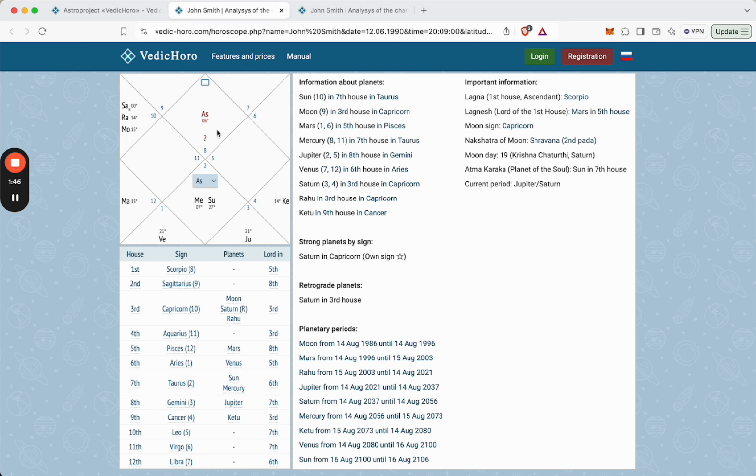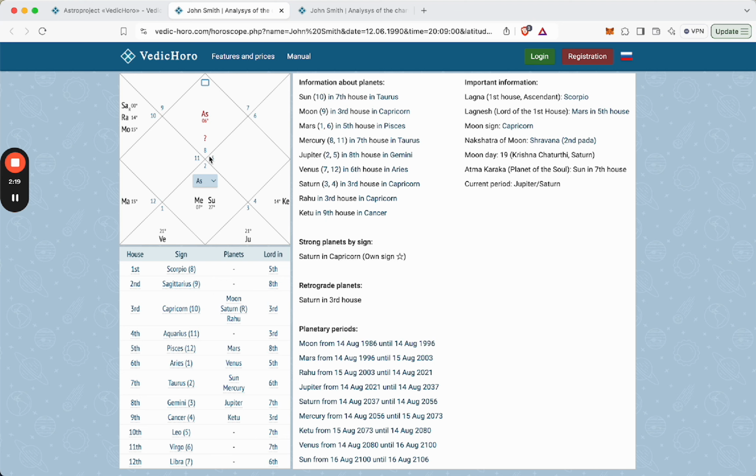The ascendant always occupies your first house. In this particular case, the ascendant is in the sign of Scorpio. The houses always stay in the same locations, and they are counted counterclockwise. So this is the first house, second house, third, fourth, fifth, sixth, seventh, 8, 9, 10, 11, and 12 house.